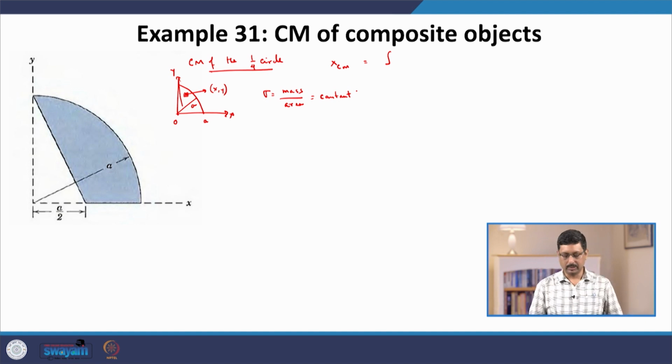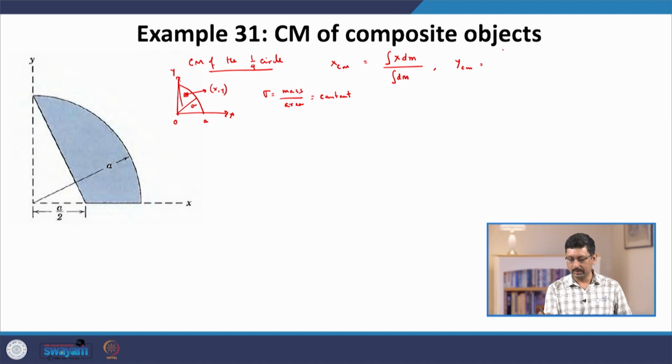So, this sigma is a constant. Then we can write by definition the center of mass: if I take the location of x, its x coordinate is x, and let us say its mass contribution is dm. Then if we add over all such elements and divide by the total mass, that will give us the x coordinate of the center of mass, and similarly the y coordinate. So, our first task is to calculate these integrals.